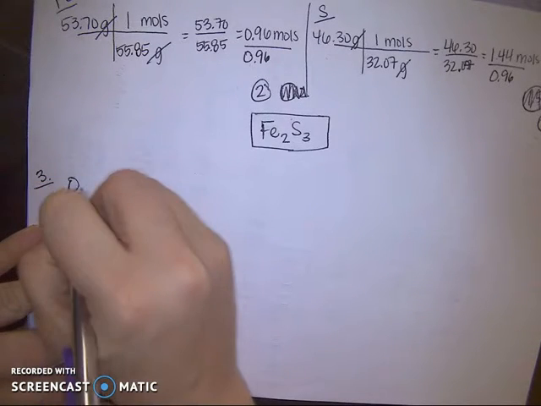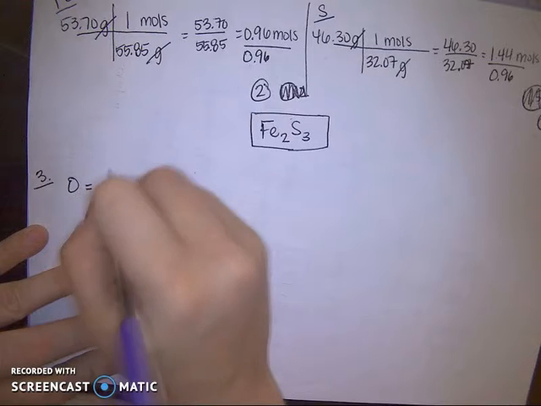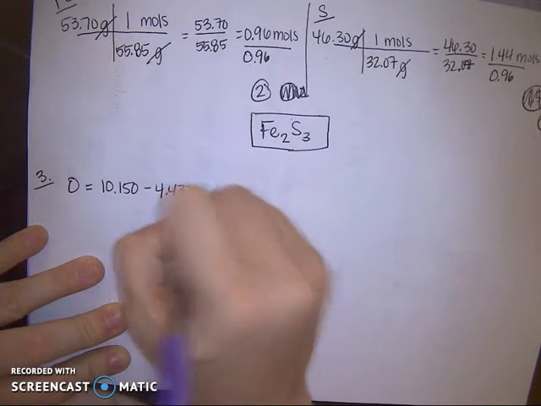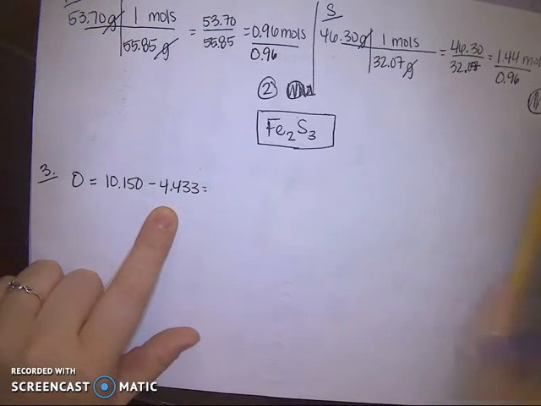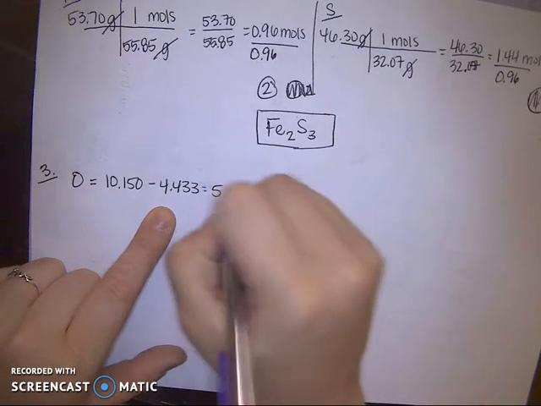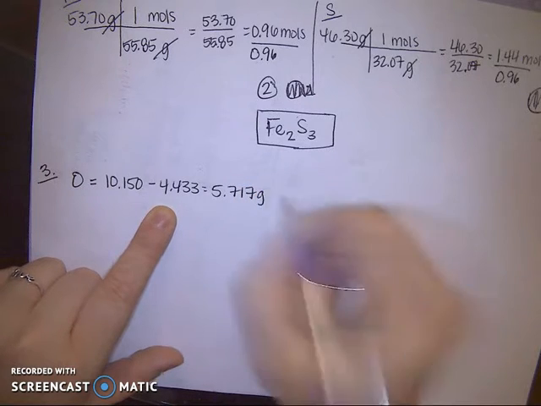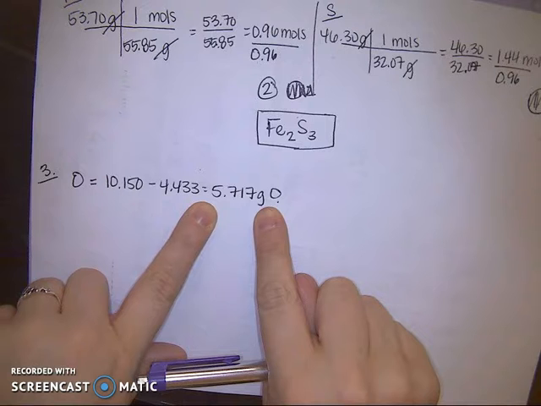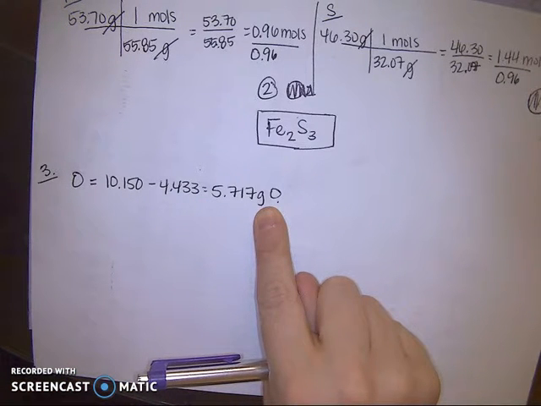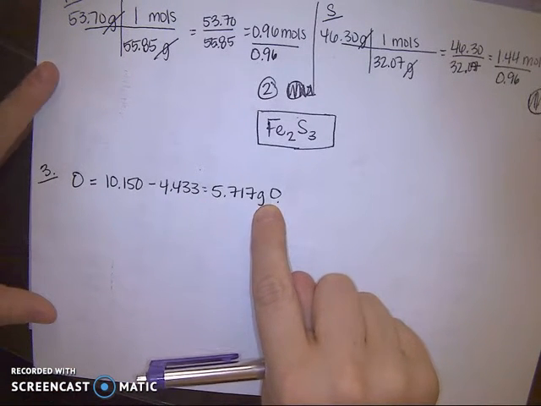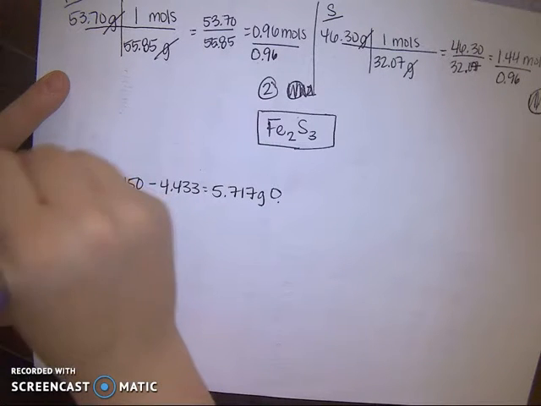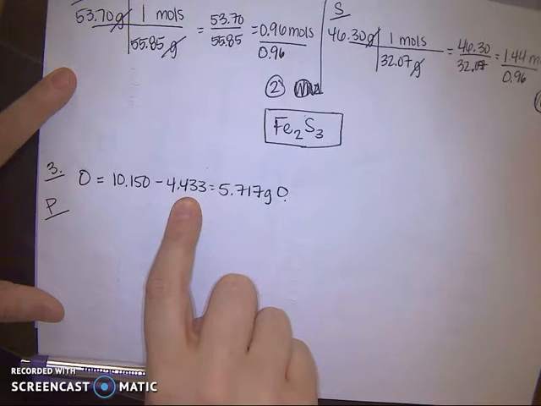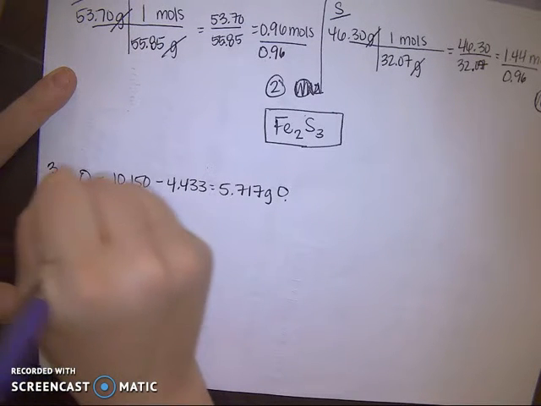So I'm going to say oxygen is equal to 10.150 minus 4.433. You plug that in the calculator and you get 5.717 grams of oxygen. So this is the grams of oxygen that you'll be working with when you go to convert it. So let's start with the first element listed in the problem. The first element listed is phosphorus. Phosphorus' symbol is P, so I'm going to put a P right there. I'm starting with 4.433 grams.